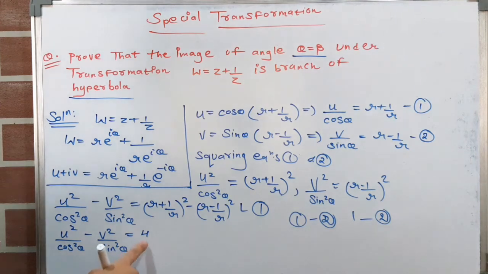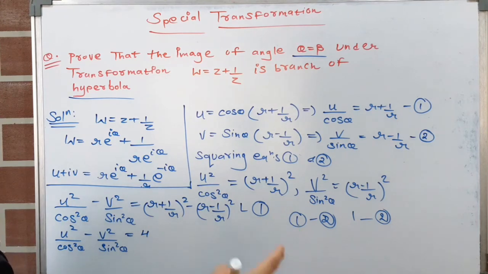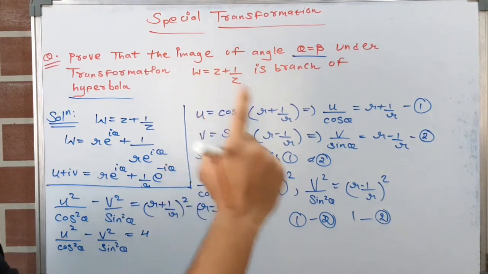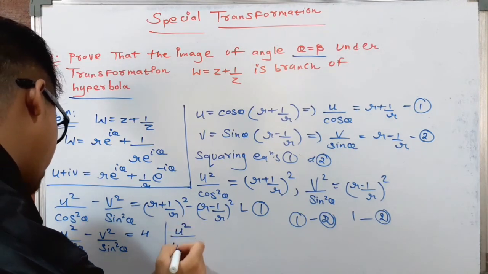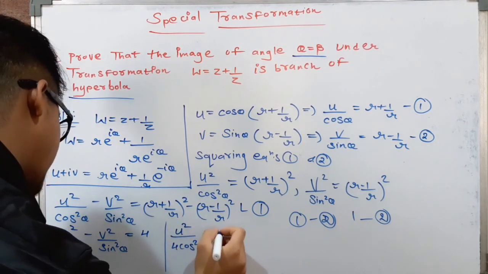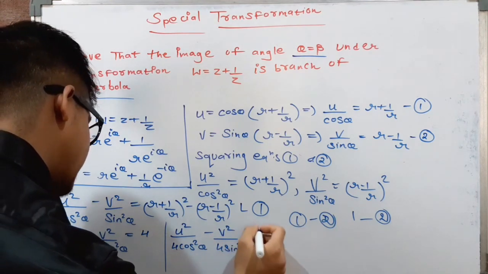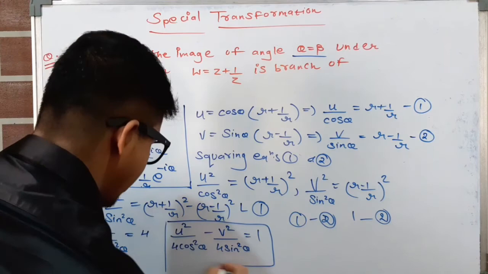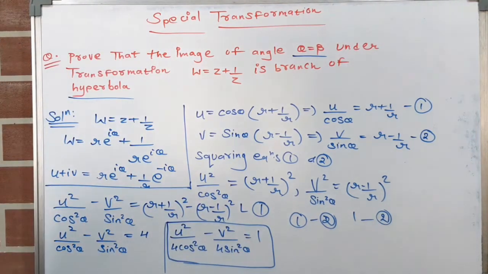Okay. Now we will divide the whole equation by 4. So here we want 1, because the standard equation of the hyperbola is x square by a square minus y square by b square equals to 1. Okay, so we will divide by 4. So we will get here u square upon 4 cos square theta minus v square upon 4 sin square theta equals to 1. Okay, so we had obtained our answer. This is the equation of the hyperbola.